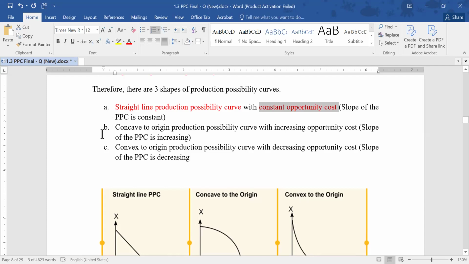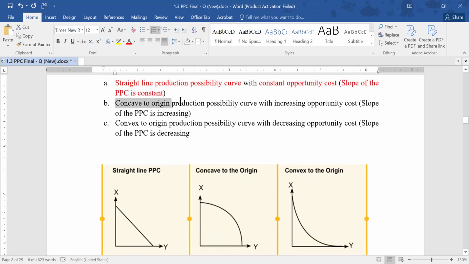Then here, the slope of the opportunity cost is constant. As we can see, there is a slope which is constant. So constant opportunity cost represents a constant slope, right? The second one, concave to the origin PPC. Concave to the origin PPC means the opportunity cost is getting increased little by little, right? So here opportunity cost is getting increased, and also the slope is increasing.